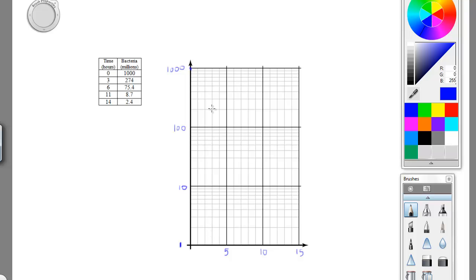So to quickly plot this data, over 0 and up 1,000, over 3 and up 274, so we go up to 100, then this is 200, the next one's 300, so 274 would be about in here, and over 6 and up 75, so that's 10, 20, 30, 40, 50, 60, 70, 75. Now one thing that's hard to remember is that the big line is already 10, and so the first line up from there is 20. Make sure you count it that way. And then over 11 and up 8.7. So this is 1, the first one is 2, 3, 4, 5, 6, 7, 8.7.